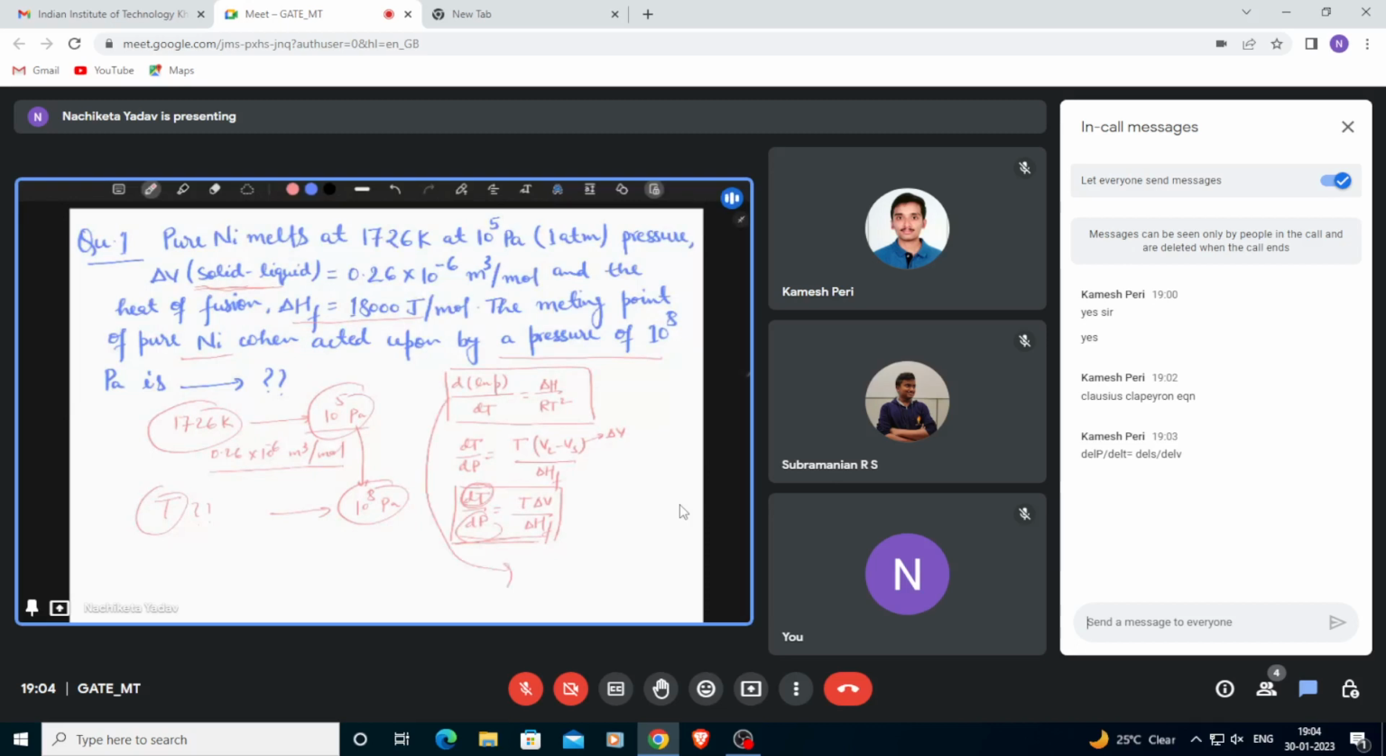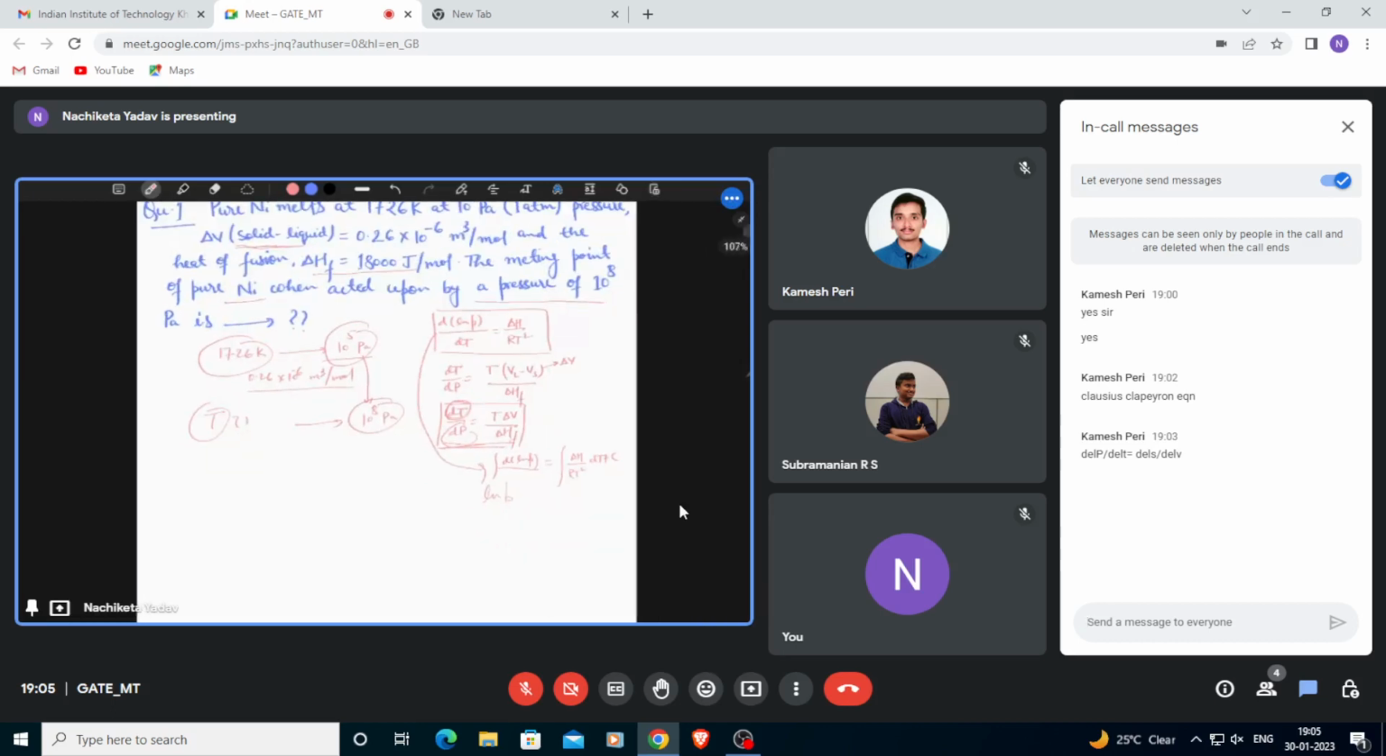Here if you integrate, you will get d ln P equal to delta H by RT square dT plus C. So we can write ln P equal to minus delta H by RT plus C. What value are you getting? Subramanian?